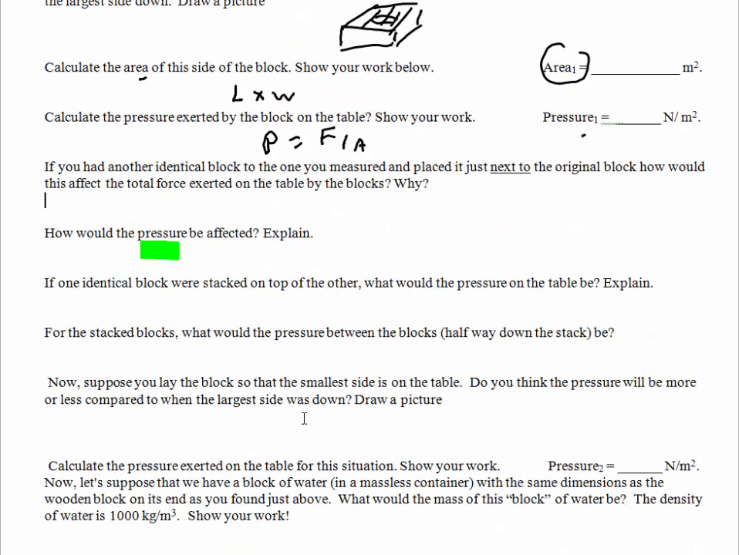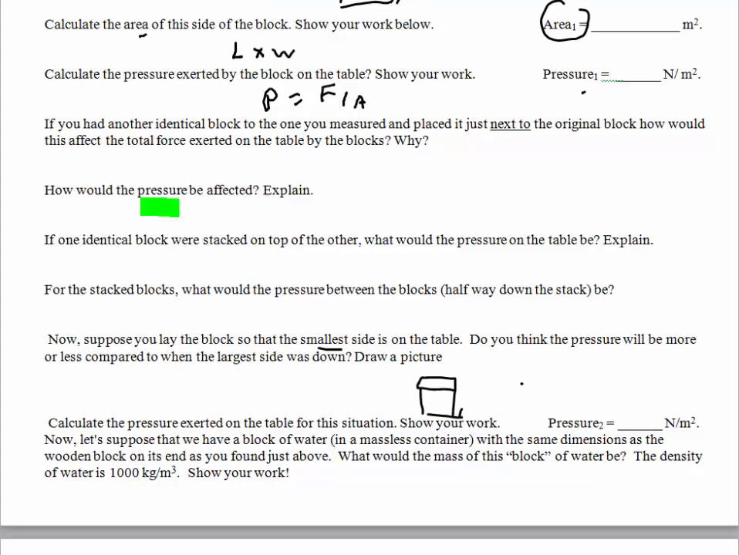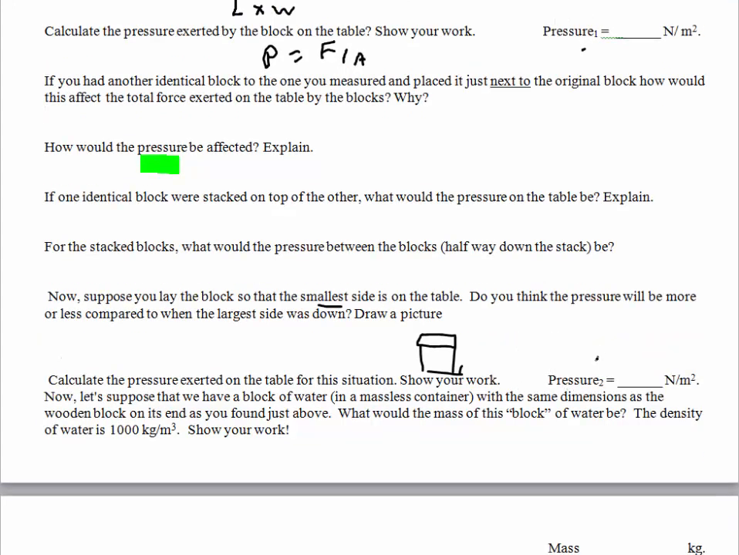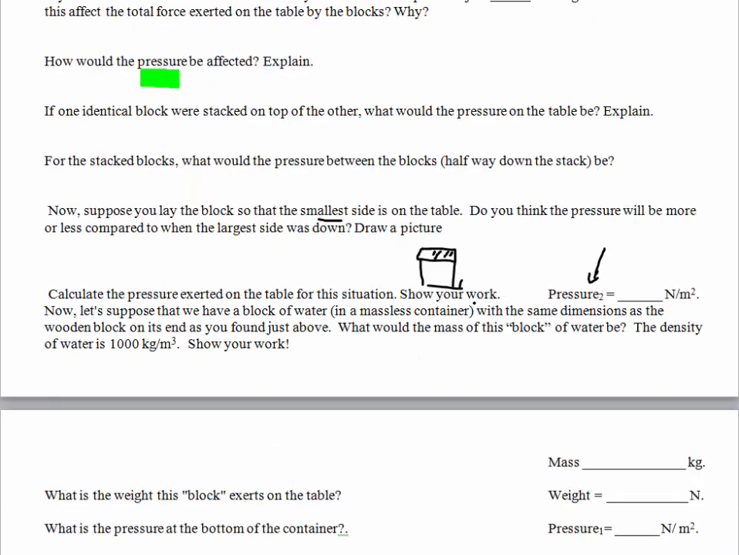Then what I have you do is suppose I were to turn that block around so the smallest side is now on the table. So now I'm going to draw my small side on the table, just like that. And I would expect the pressure to go up. That's just like putting on a pair of high heels or something like that. So I'm going to calculate the pressure with that side presented. So now I'm going to use this area right there.